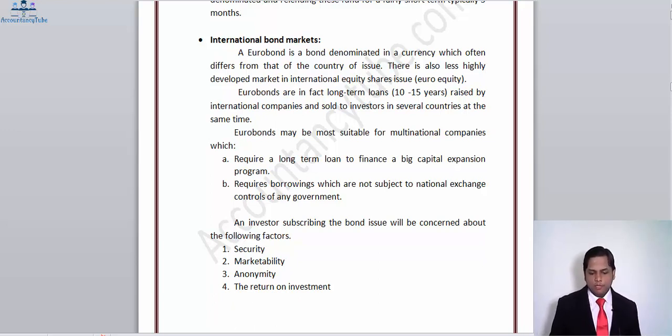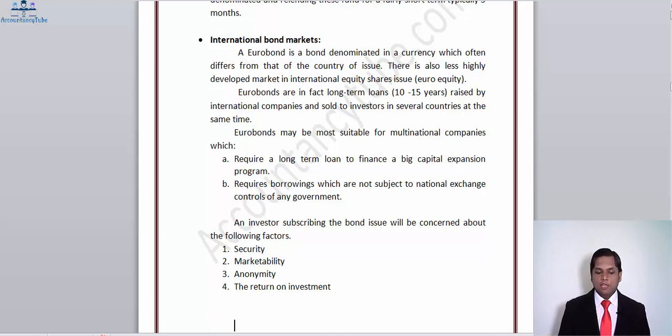Then we have an investor subscribing to the bond issue, who will be concerned about the following factors. Number one is security: what is the security behind it? Since they are investing in a completely blank area, and as I've just told you, they are not very much regulated, they will be highly interested in what is given by the bond issuer. Then we have marketability, whether those bonds will be marketable. Normally it's a yes, because they are sold and bought simultaneously across the exchanges of the world, but they will still look at this factor.